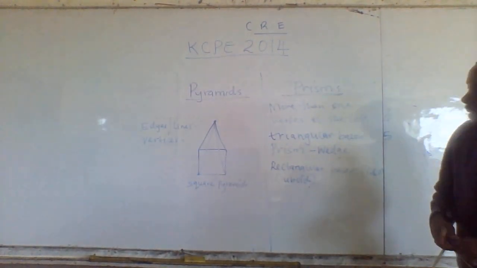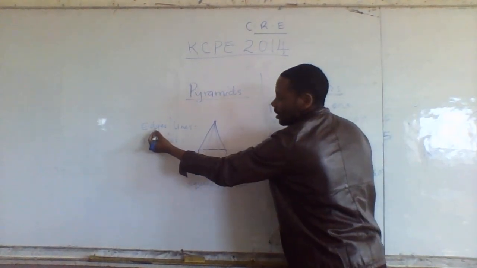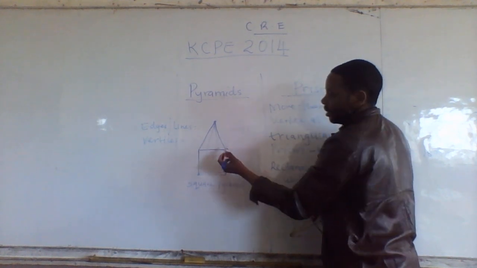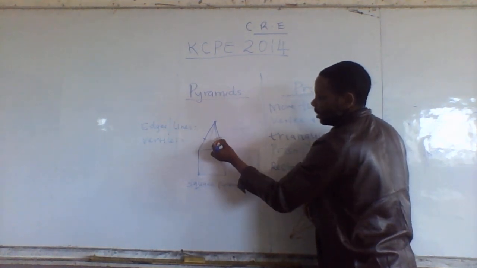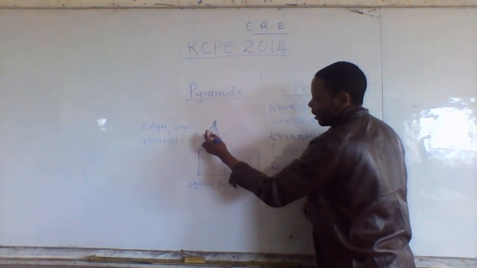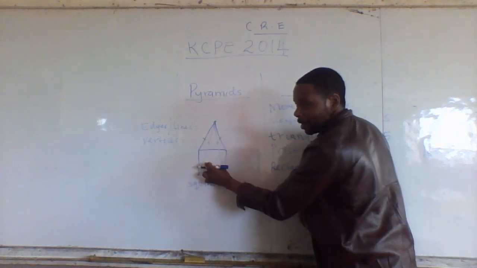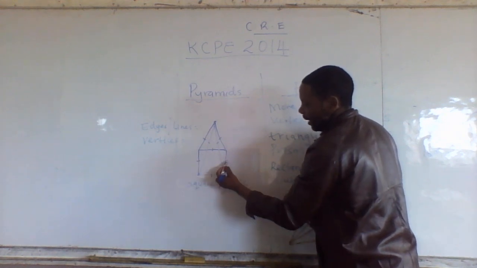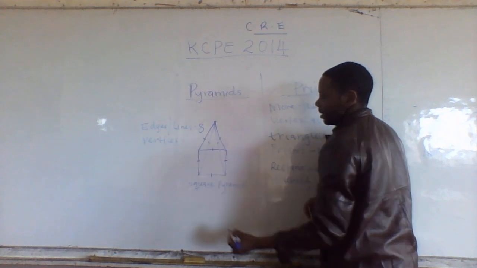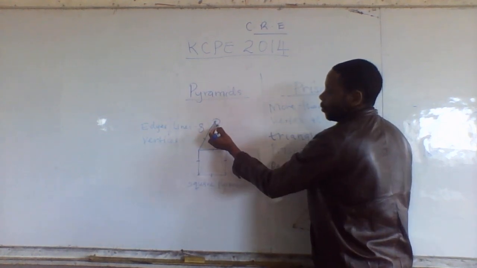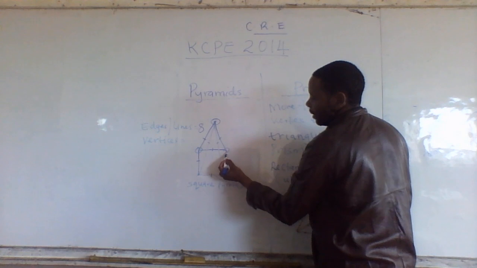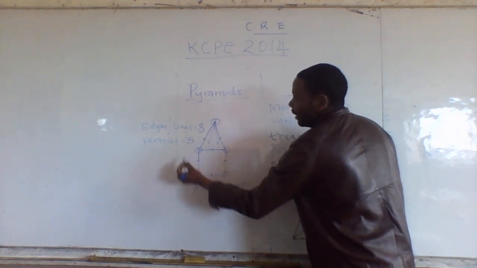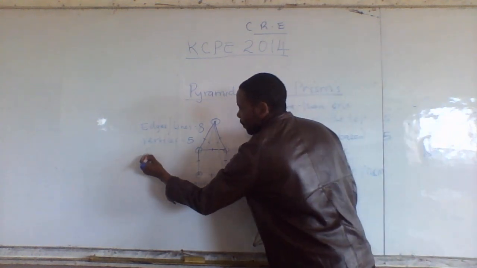So the square pyramid. From here, what can I count? The edges and the vertices. Let's start with the edges, the lines. 1, 2, 3, 4. And remember, this goes up to the bottom. Then 5, 6, 7, 8. How many edges? 8. Let's count the vertices. 1, 2, 3, 4, 5. How many vertices? 5.